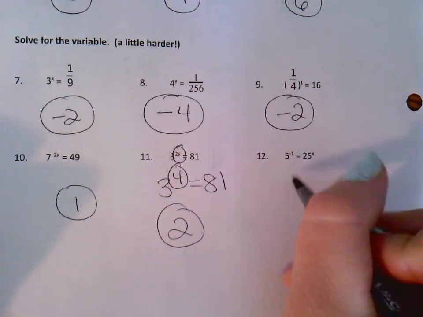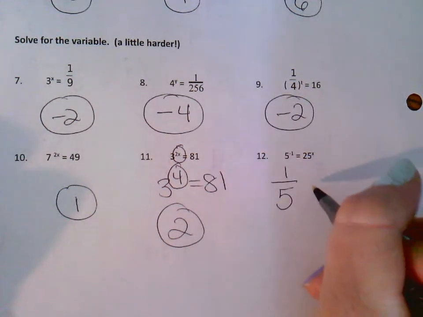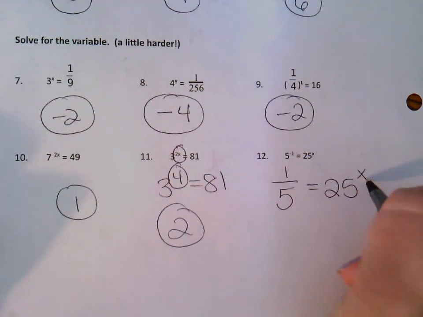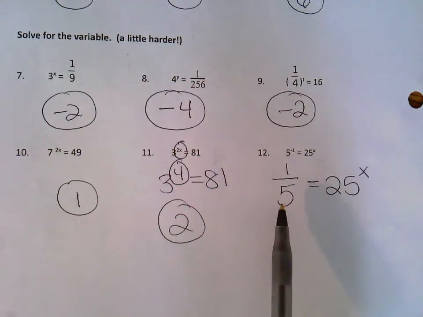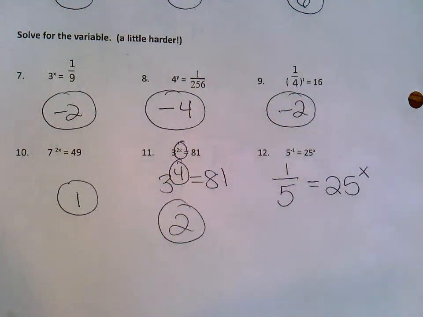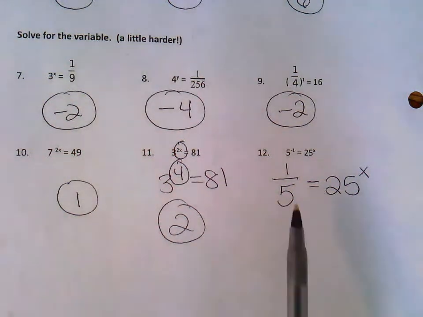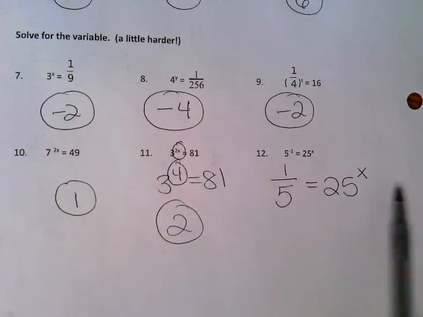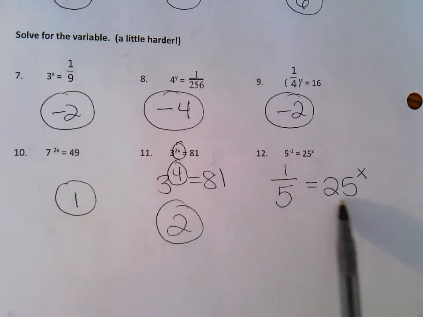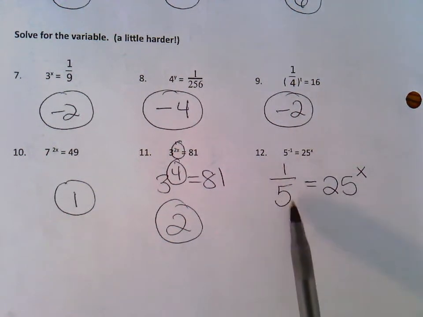Okay, 1 over 5 equals 25 to the x power. So if you start by at least writing this, yeah, it wouldn't be -5. You want to take 5 and get to 25. So what power do you need? Or sorry, actually, you need to take 25 and raise it to the x power to get down to 1/5. You're actually going backwards, right?